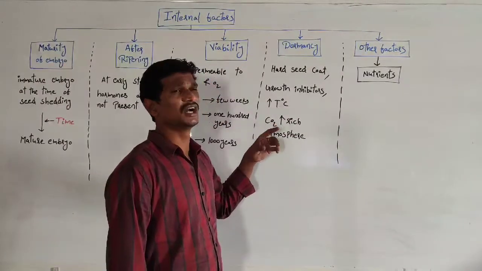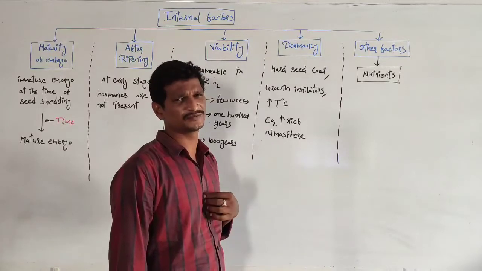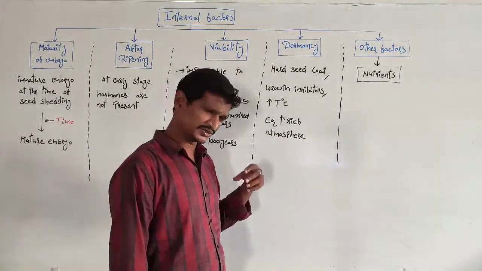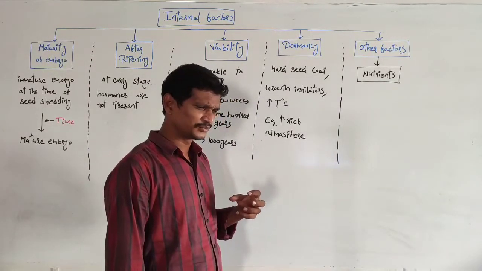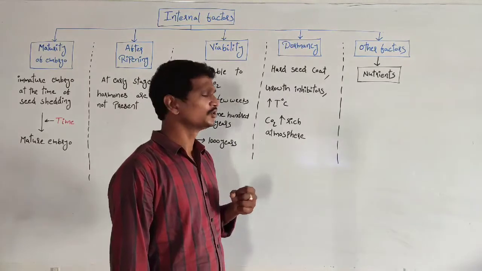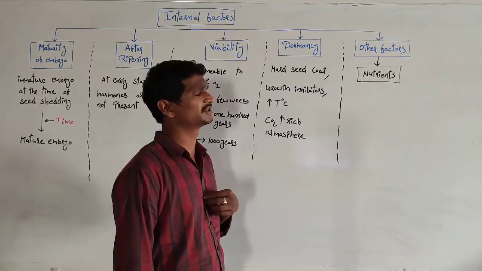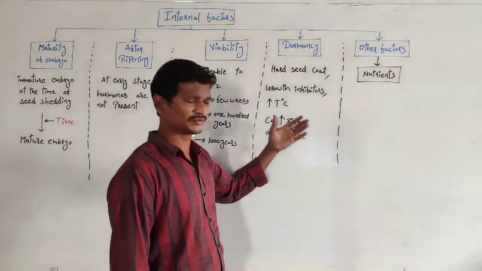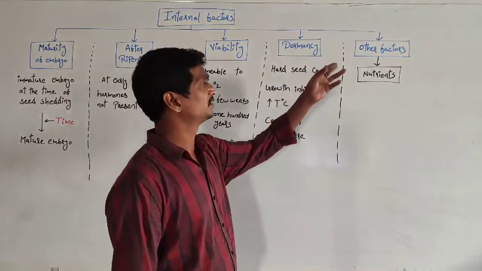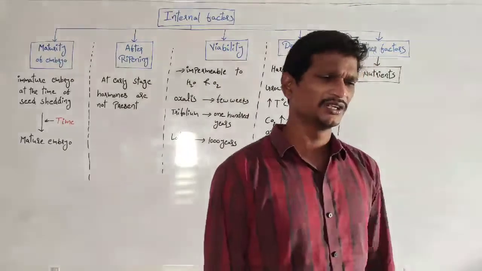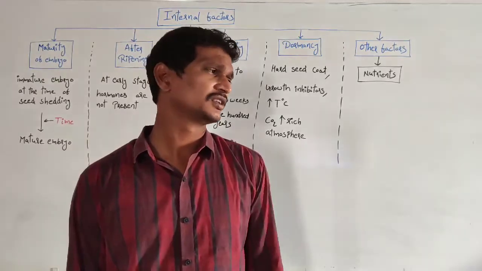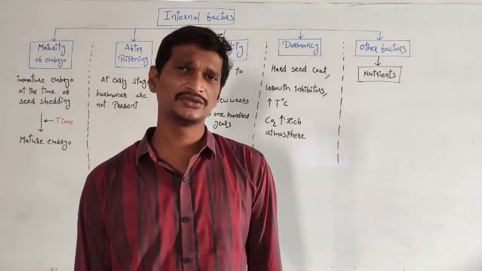High temperature and a high concentration of carbon dioxide in the atmosphere, or in certain cases if there is no permeability of gases inside the seed, carbon dioxide is accumulated. In that case also the seeds are not willing to germinate. So that is about the dormancy condition. Remember, the seed coat is the major one, and the growth inhibitors are the second one. And other factors: if the storage tissue within the embryo is not available and the nutrients are not available, then the seeds are not ready to germinate.